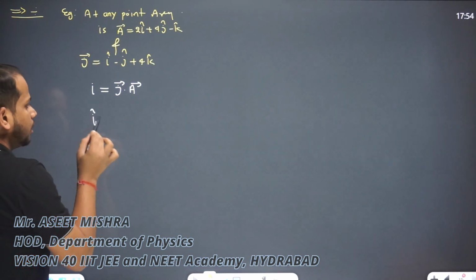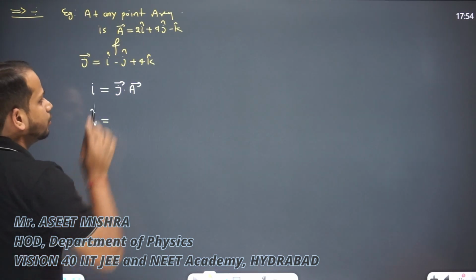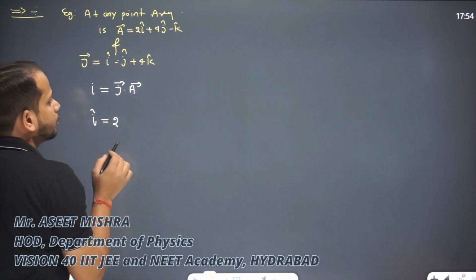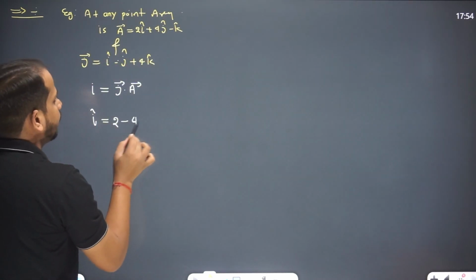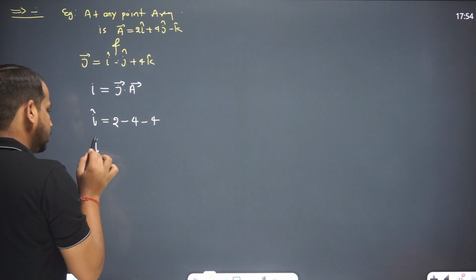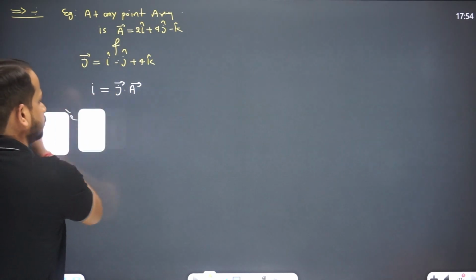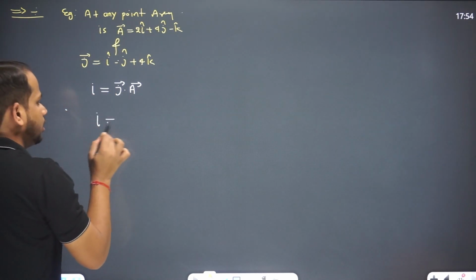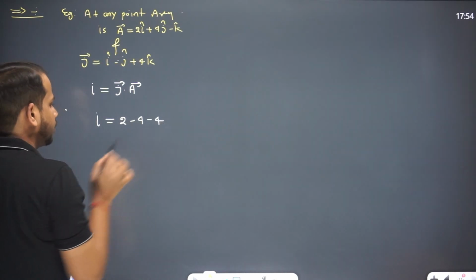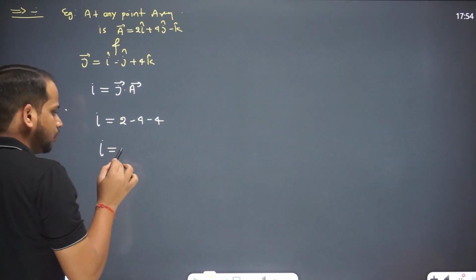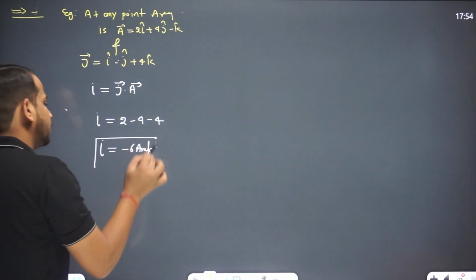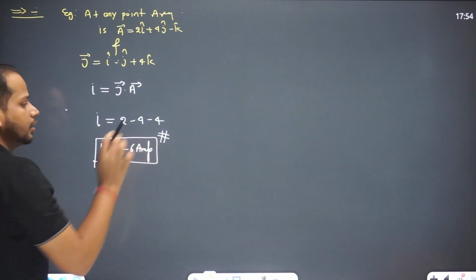So what is the dot product here? Just take i dot i, what is it? 2. j dot j is what? It's minus 4, right? And k dot k is what? It's minus 4. So what is the I here? Sorry, I is J dot A, it will be 2 minus 4 minus 4. So I is equal to what? Minus 6. Right? I hope you understand the meaning of the minus. It's in the reverse direction.